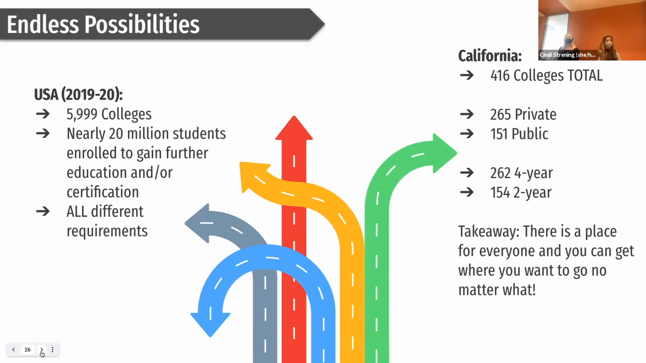But in the United States in general, there's almost 6,000 different colleges. There's almost 2 million students enrolled in some sort of higher education, whether that's a certificate program, 2-year, or 4-year. And all of these colleges have different requirements. That's why I'm saying you don't need a 3.0 to go to college. You could have a 2.0, you could have a 2.5. It's up to you, okay? Because there's a place for everybody. In California, there's 416 colleges, 265 private, 151 public, okay? So there's just a lot of opportunity, and I really want you guys to understand that there is a spot for each and every one of you somewhere. Make sense?